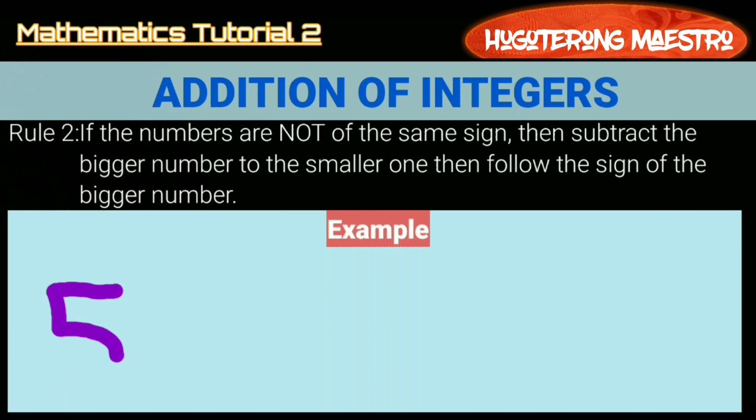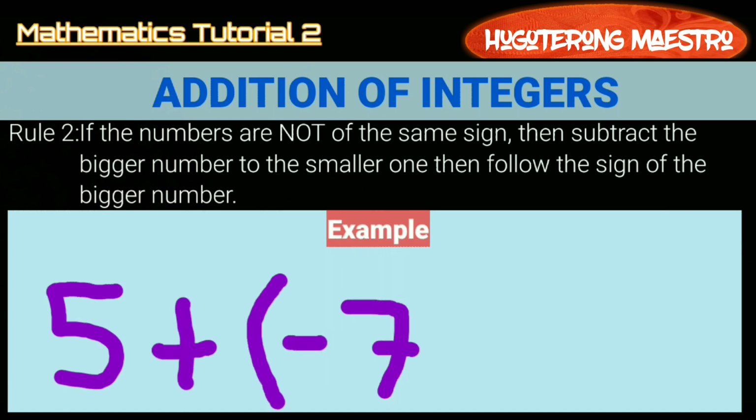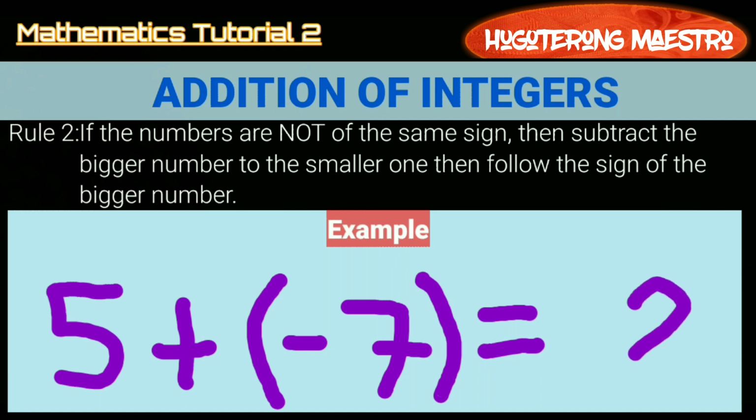Okay, let us take another example. 5 plus negative 7. So again, we will subtract the bigger number to the smaller one. So 7 minus 5, that is 2. And the sign of the bigger number here is negative. Kaya ang sagot natin ay negative 2.